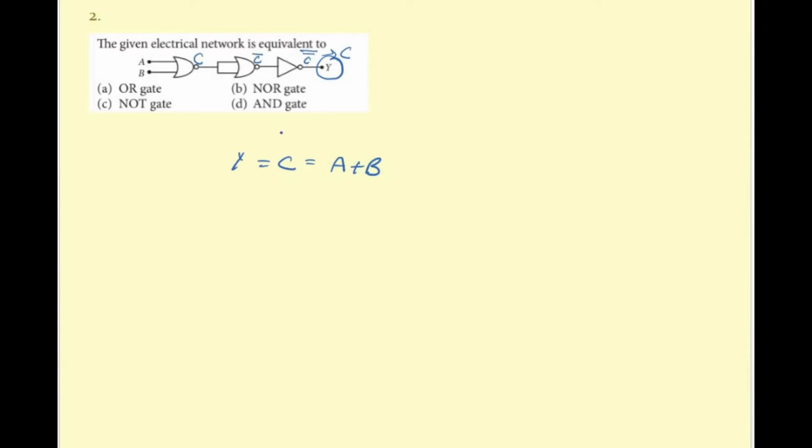and C is here what? (A plus B) bar, and A plus B is an OR gate and here is a bar, so it will be a NOR gate, and NOR gate is option B, so option B will be the correct answer.